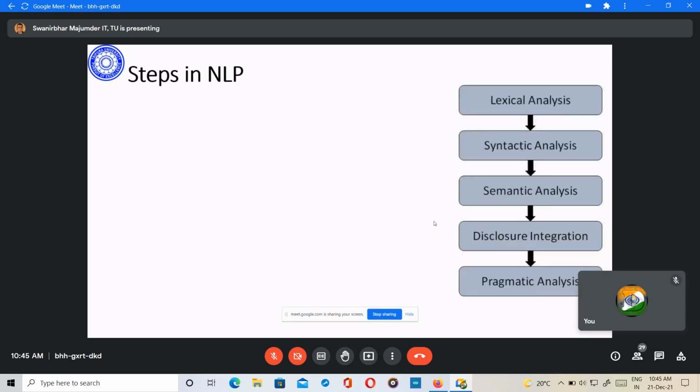Okay, so going ahead, there are steps of NLP. These are the basic steps. One is lexical analysis, one is syntactic analysis, one is semantic analysis, one is discourse integration, and pragmatic analysis. These are the basic 5 steps which you will do in the process of natural language processing. I'll discuss these 5 steps one by one.